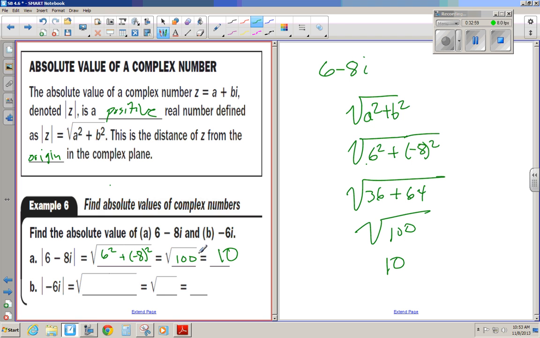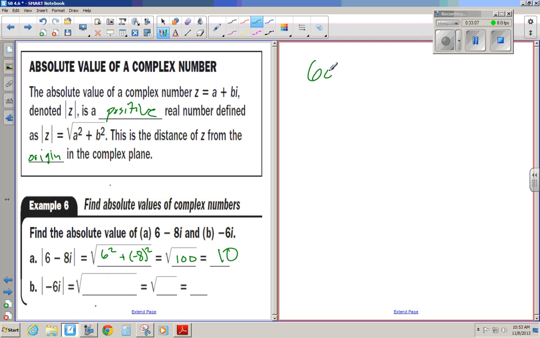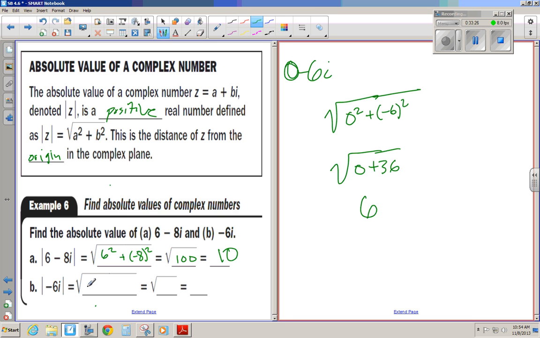That's pretty much it. This one right here, negative 6i, well, there's no real part, so it's 0. So that's the square root of 0 squared plus negative 6 squared, which is 0 plus 36, which is 6. So the distance is 6 units from the origin.